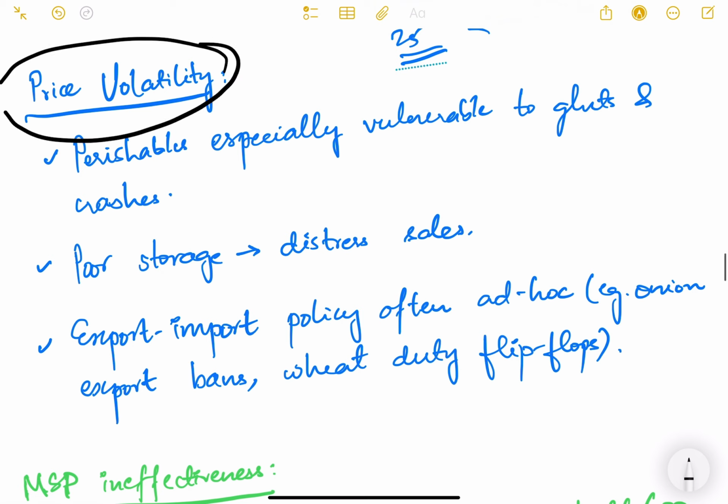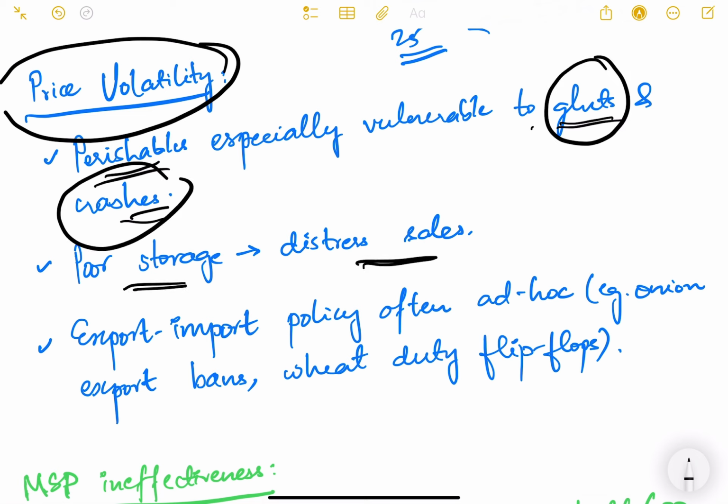Price volatility is another issue in marketing of agricultural produce. Perishables like vegetables, fruits, and dairy products are especially vulnerable to gluts and crashes. If there is too much production, you must have heard that in Maharashtra the farmers literally dumped their onions on the roads because the price was less than 1 rupee per kg. The prices crashed because of excessive production. Similarly, some vegetable will grow excessively and the price will suddenly fall. So it is vulnerable to gluts and crashes.